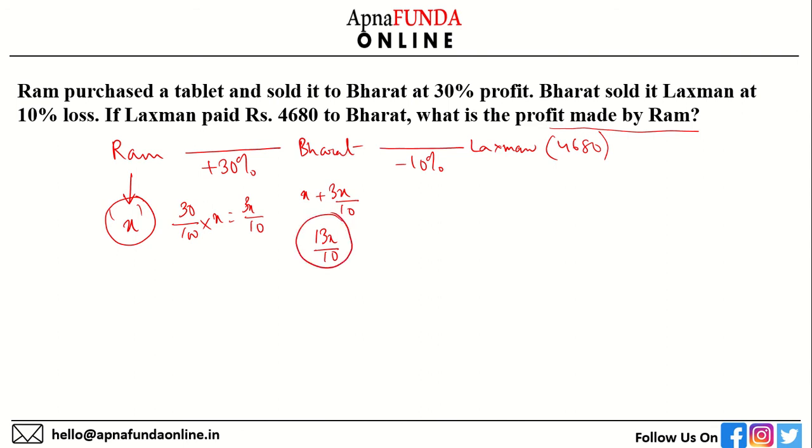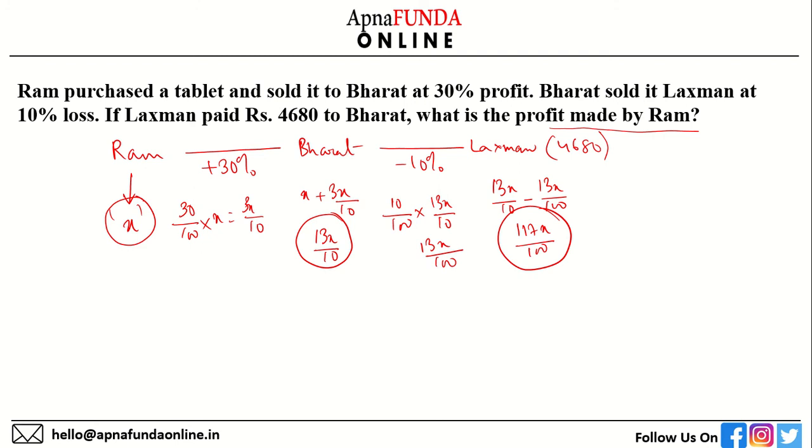Okay. Next, Bharat sold it to Lakshman at 10% loss. So 10% of 13X by 10 is equal to 13X by 100. So what is the cost price for Lakshman? It is 13X by 10 minus 13X by 100. This gives me 117X by 100. This is the cost price for Lakshman, that is the selling price for Bharat.